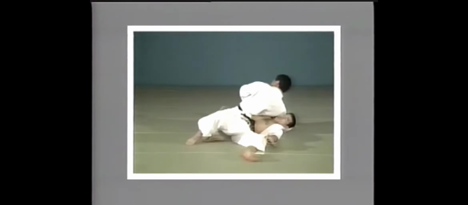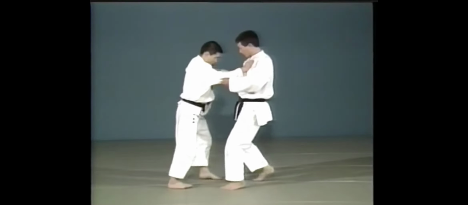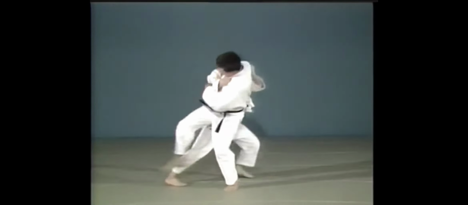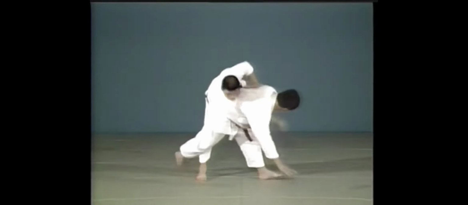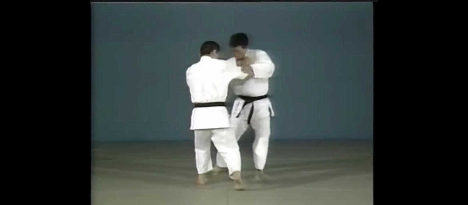All Soto Makikomi. Osoto Makikomi starts with one of the Osoto Gari family of techniques, followed by either an outer or inner wraparound throw.